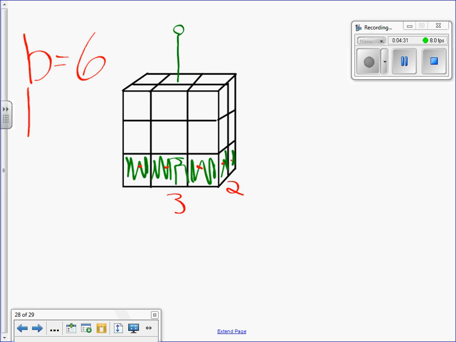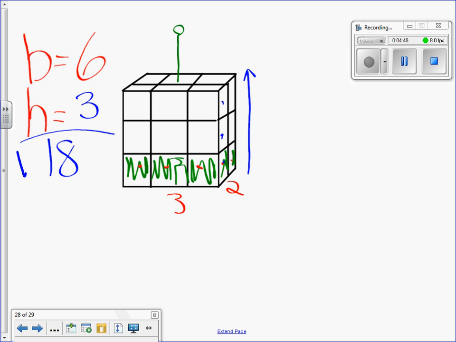Now to find the height of it. How tall is my building? Well, this building is 1, 2, 3. It's 3. 6 times 3 equals a volume of 18. I'll do centimeters this time. Cubed. One thing I want to make sure that we're not doing.